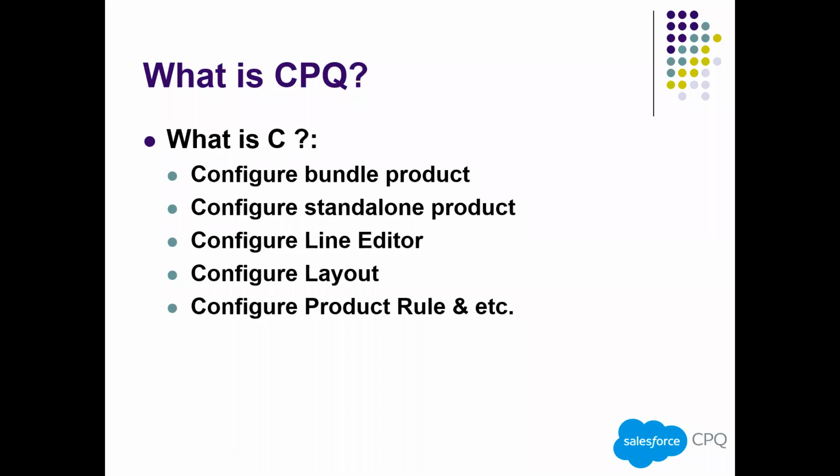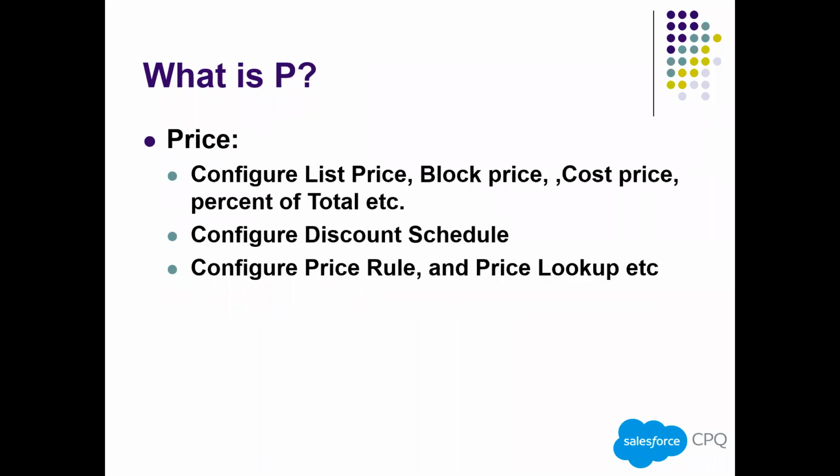Moving to the next slide deck, what is exactly the meaning of P? P stands for pricing. Pricing has different terminology in the CPQ model. On the price part, we'll also discuss in detail what is exactly the meaning of list price, block price, cost price, or percent of total pricing. Salesforce provides these price methodologies, as well as how to configure your discounting schedule, your price rules, and price lookup. So these are all terms to define the product to derive a certain price from the system. This is what we call P, standing for our pricing strategy.